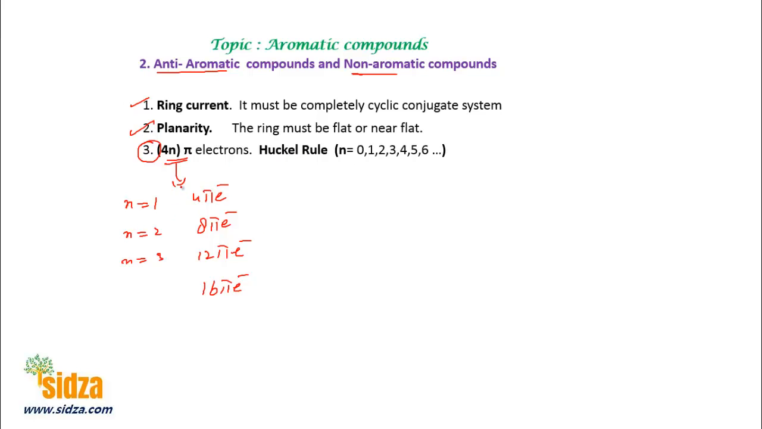Which means that if you have a 4n pi electron system, it is antiaromatic. If n is 1, it's 4. If n is 2, then it's 8 pi electrons, then 12 pi electrons. Similarly, you can say a 16 pi electron system. These will be antiaromatic compounds.